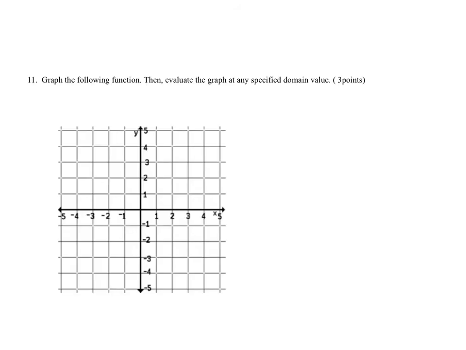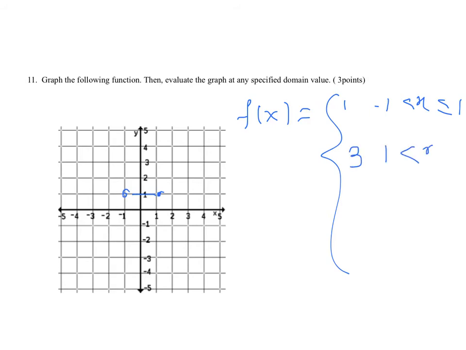Okay, now let's look at question number 11. In question number 11, the function was f(x) takes the value 1 for negative 1 strictly less than x less than or equal to 1. So from negative 1 to 1, it takes the value 1, but at negative 1 it is not included, while at 1 it is included. It takes the value 3 for 1 strictly less than x less than or equal to 3. That means in the interval from 1 to 3, it takes the value 3, 1 not included, 3 included.